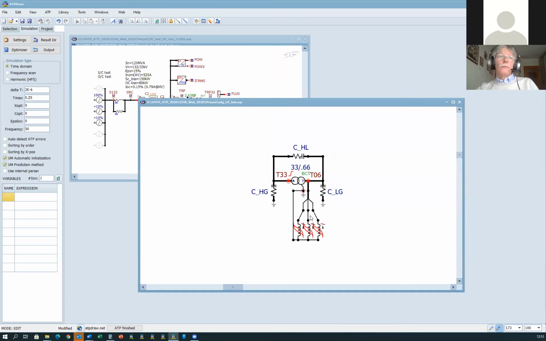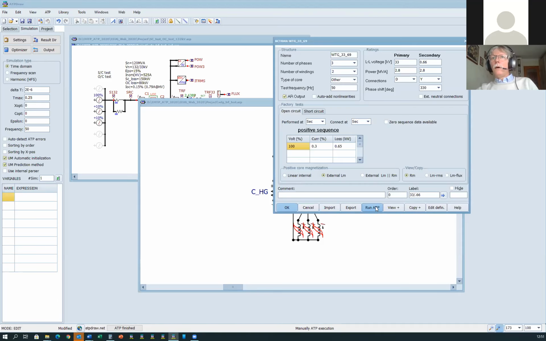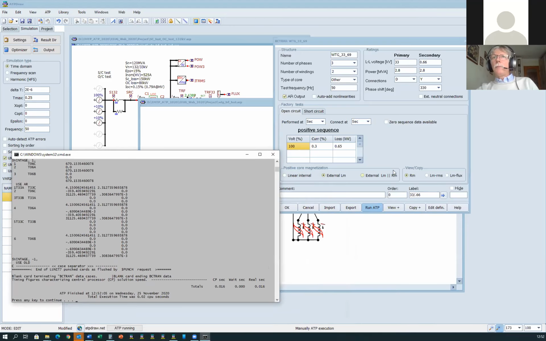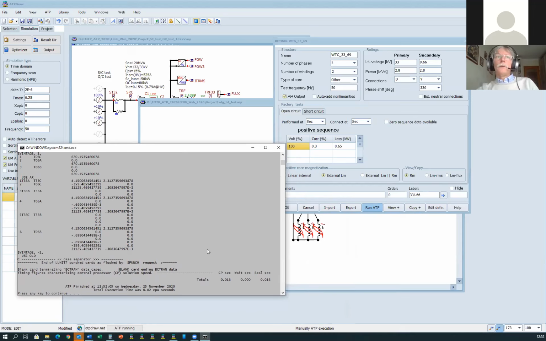A trick maybe for beginners, I don't know exactly who is new to ATP draw and who is not. When you click on OK or run ATP, something happens in the background. As you see here, the ATP simulation is activated and the new electrical parameters of the transformer are calculated in a DOS window. If you don't see this DOS window, you will not see if any error occurs there.